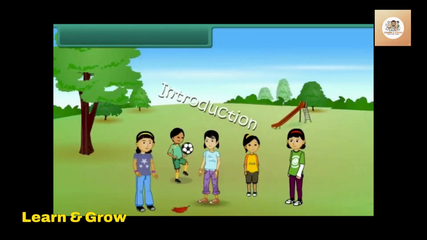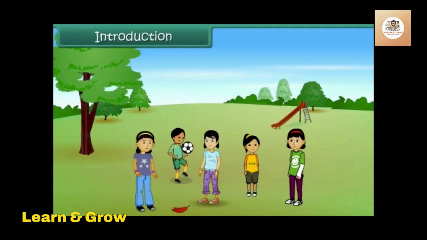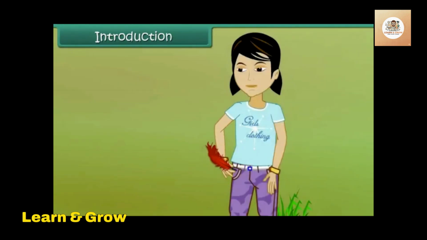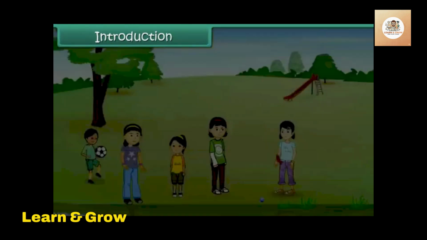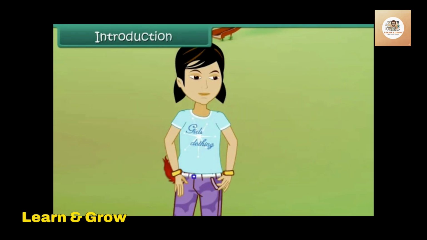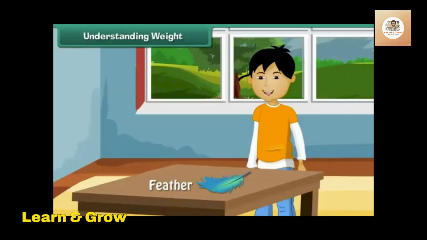Introduction. Smitha comes across a bright red feather while playing with her friends. She picks it up and puts it in her pocket. A little while later, she sees a beautiful blue marble lying on the ground. She picks that up as well and puts it in her pocket. She notices that the marble is heavier than the feather. In this lesson, you will learn about weights.